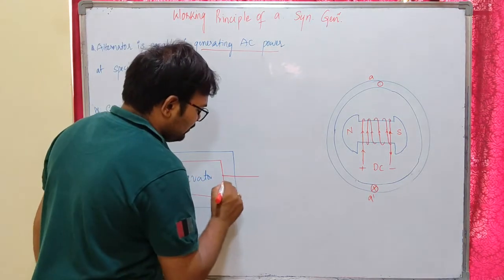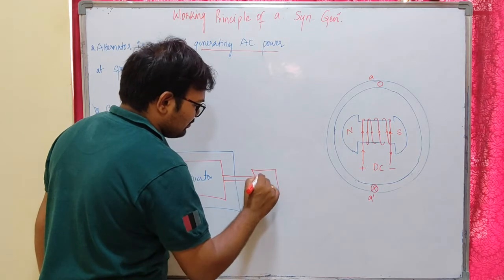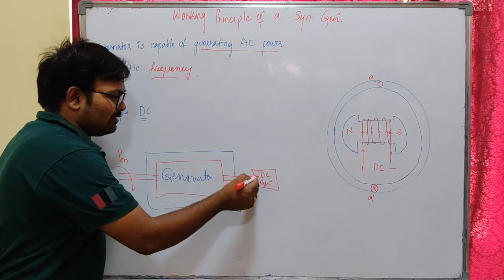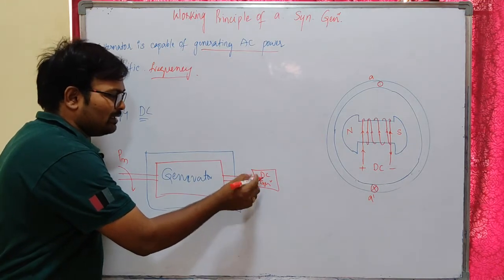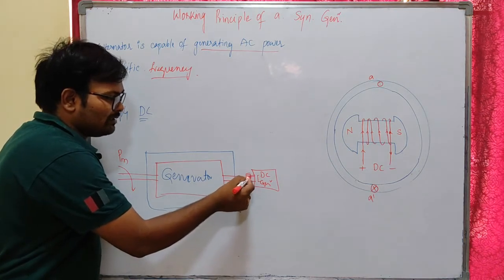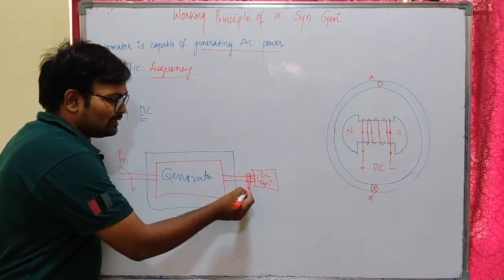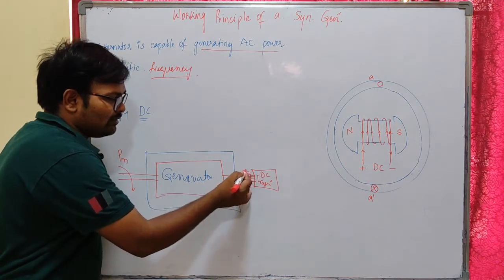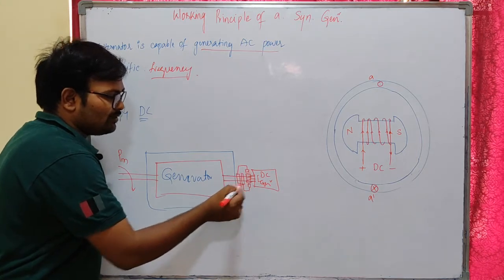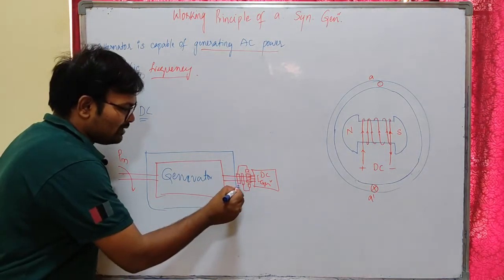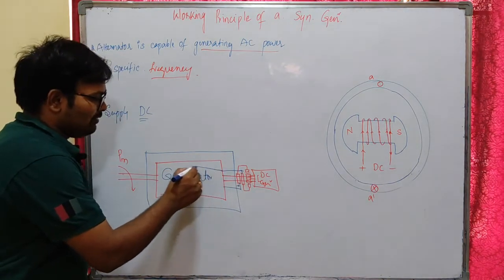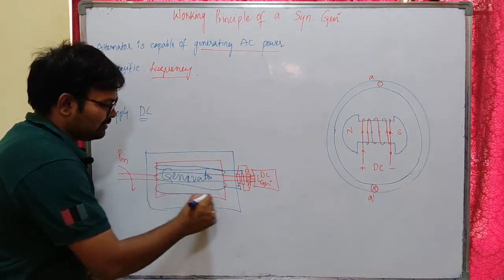On the same shaft, I am going to place a DC shunt generator. This will generate DC supply. Actually, in its rotor this will generate an AC supply, right? But we will have a commutator that will convert this AC to DC, and we collect this DC current and supply it to the rotor of the synchronous generator. Here you can see this is plus and this is minus. This will be connected to our rotor circuit. This is our rotor winding now.